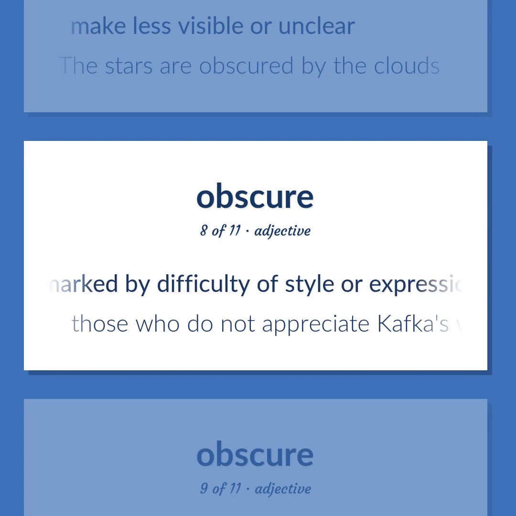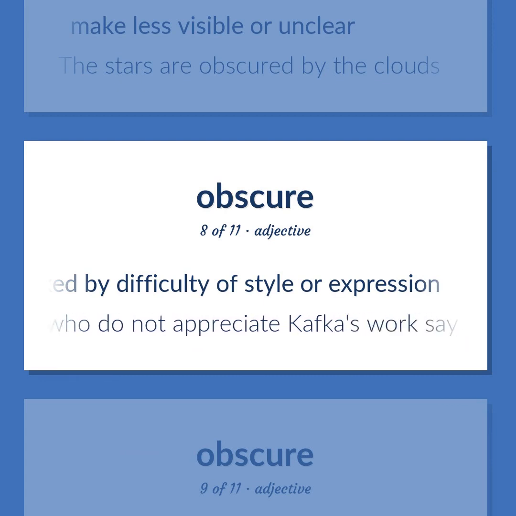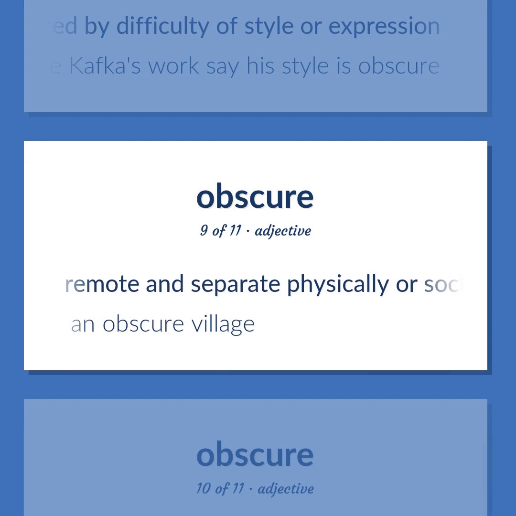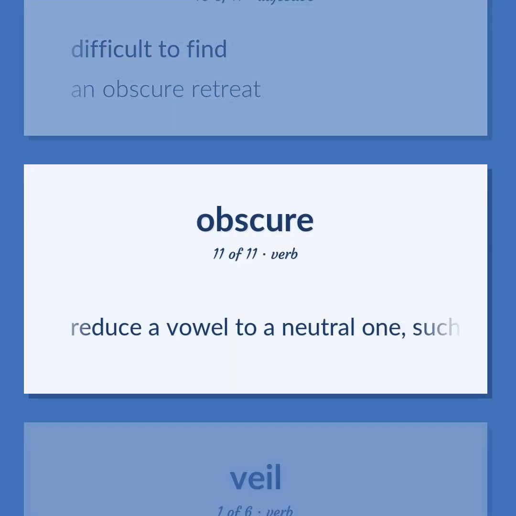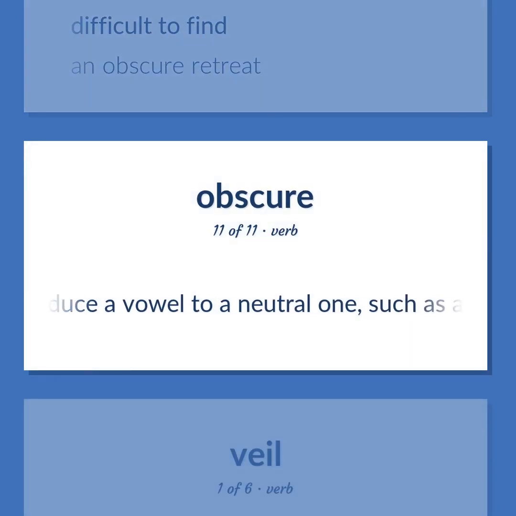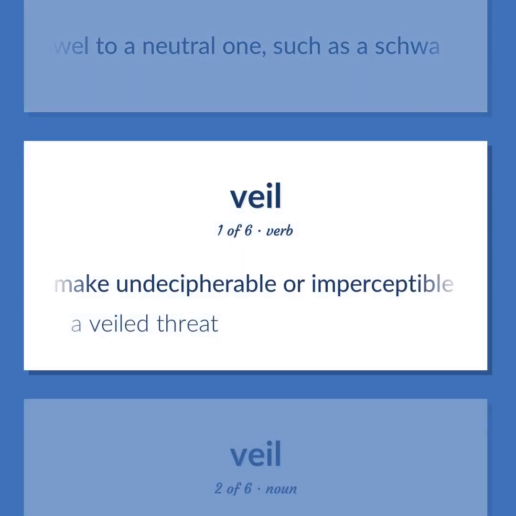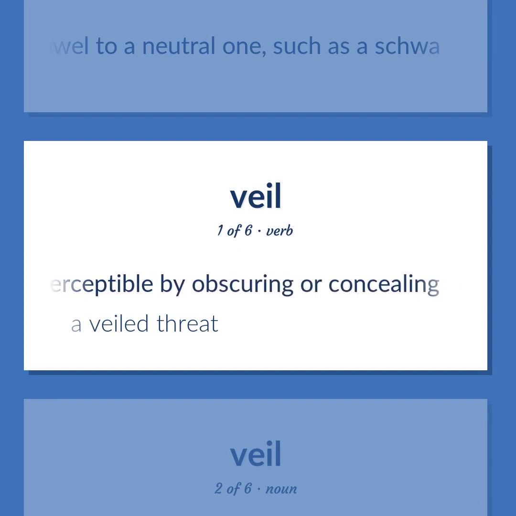Marked by difficulty of style or expression. Those who do not appreciate Kafka's work say his style is obscure. Remote and separate physically or socially. An obscure village. Difficult to find. An obscure retreat. Reduce a vowel to a neutral one, such as a schwa. Make undecipherable or imperceptible by obscuring or concealing. A veiled threat.